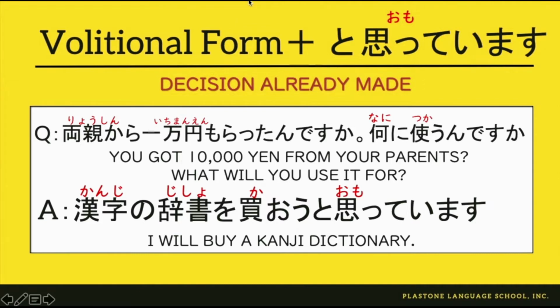Kanji no jisho o kau to omotte imasu. Ibig sabihin, I will buy a kanji dictionary, which is a decision na already made. Okay, next.